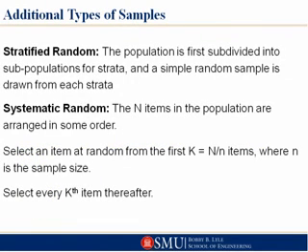Additional types of sample, stratified random. The population is first subdivided into subpopulations, or strata, and a simple random sample is drawn from each stratum. So with stratified random, you could look at subpopulations: freshmen, sophomores, juniors, and seniors.